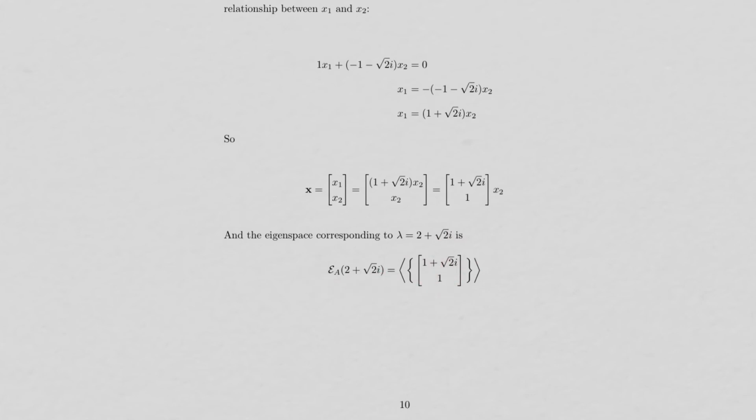That's the eigenspace. For 2 minus root 2i, the steps are very, very similar. So we subtract 2 minus root 2i from each of the diagonal entries of A, and instead of row reducing it, pick one of the rows to solve for x1 in terms of x2, and then write down the parametric solution. Here's our basis vector. And the eigenspace of A for 2 minus root 2i is the span of the set containing this vector.